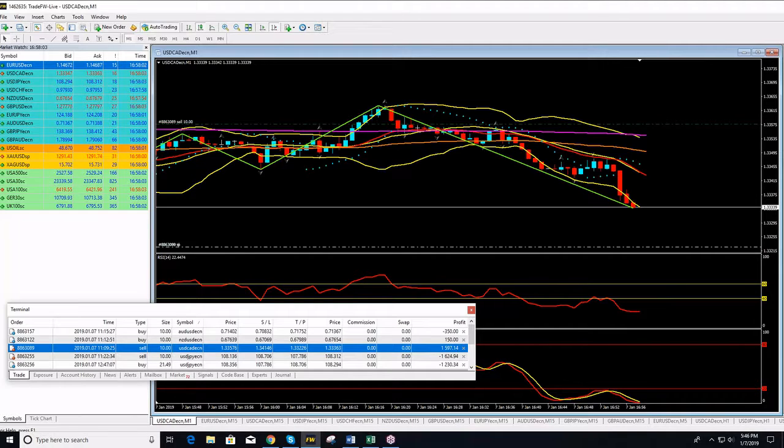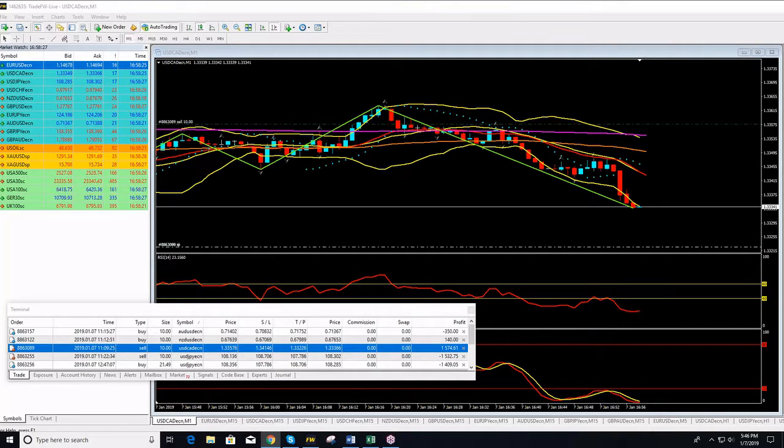Let's see, just seconds away from the news announcements: factory orders, ISM non-manufacturing PMI for the United States dollar, and Ivey Purchasing Managers Index for the Canadian dollar. And we have a short position of 10 lots on dollar CAD. Getting ready for the action.